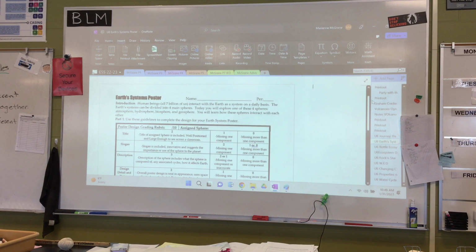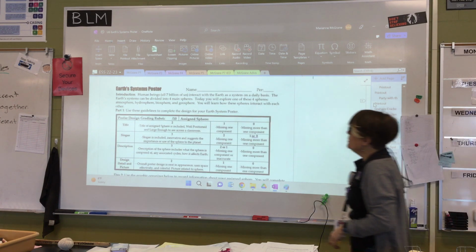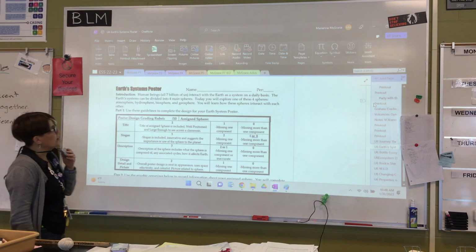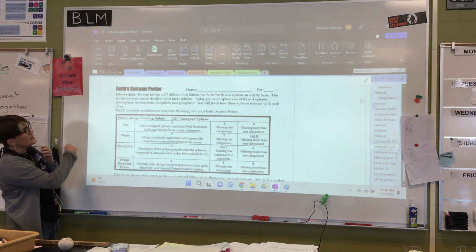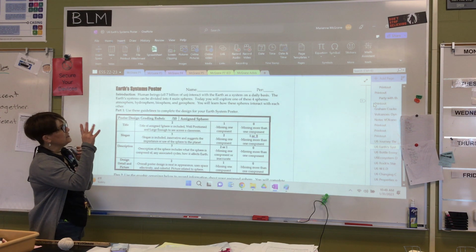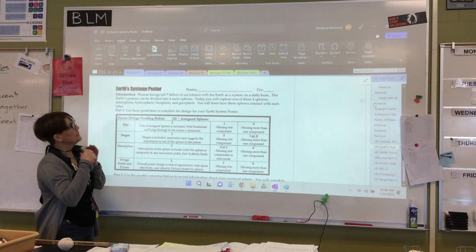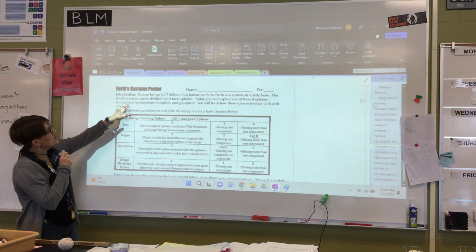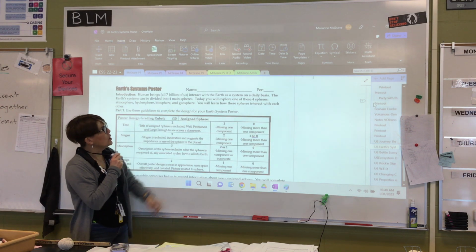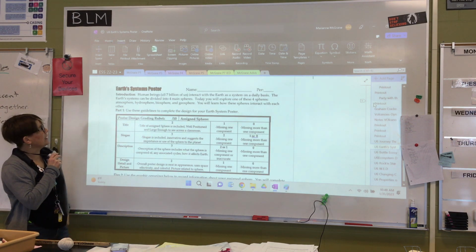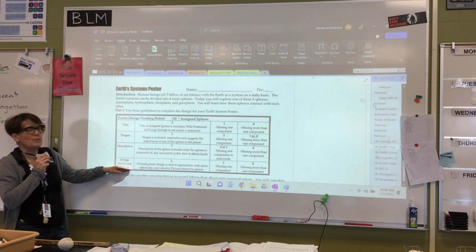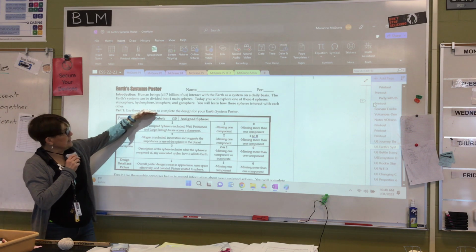All right. Today, introduction. Human beings, all 7 billion of us, interact with the Earth as a system on a daily basis. The Earth's systems can be divided into 4 main spheres or subsystems. Today, you will explore one of these 4 spheres: atmosphere, hydrosphere, biosphere, geosphere. You will learn how these spheres interact with each other. Use these guidelines to help you get 10 out of 10 on this poster. If you stay in here, you'll be good.